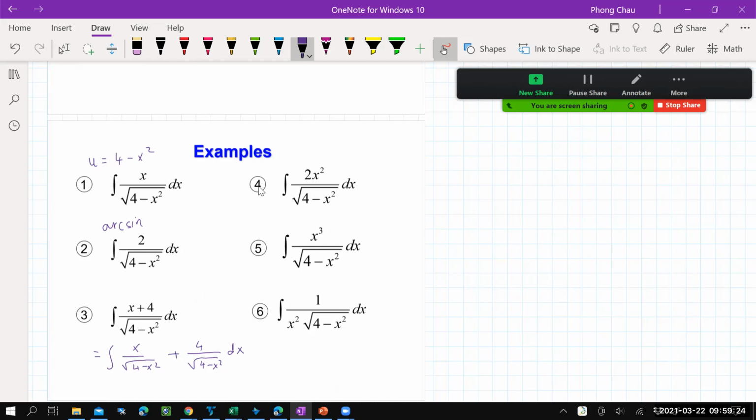Again, I'm putting these examples up so you can see they look very similar, yet the techniques are different. In 4, the substitution cannot be used when you have x squared instead of the x. And so for 4, 5, 6, I think we end up having to use the trig sub. All right, so these are the techniques that we have learned.